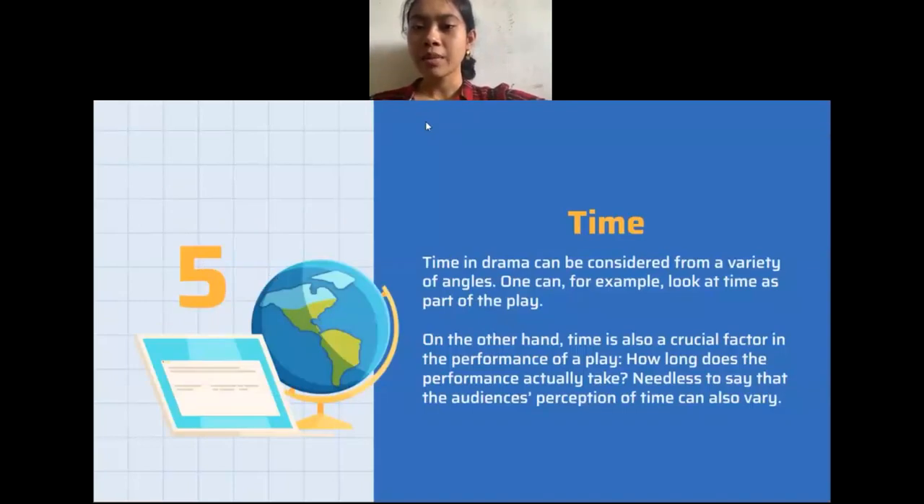Number five, time. Time in drama can be considered from a variety of angles. One can, for example, look at time as part of the play. On the other hand, time is also a crucial factor in the performance of a play. How long does the performance actually take? Needless to say, the audience's perception of time can also vary. Next slide.